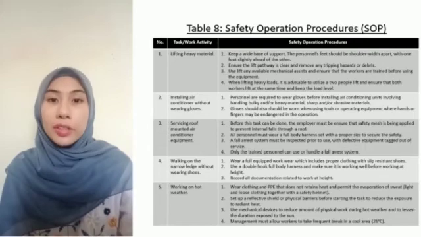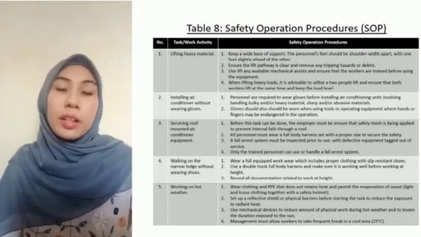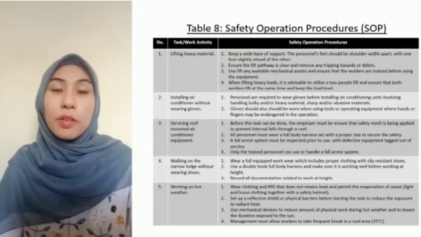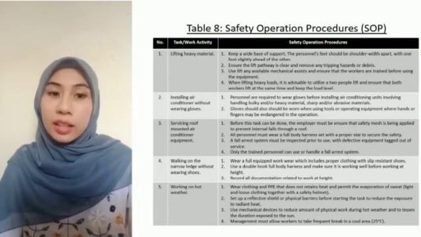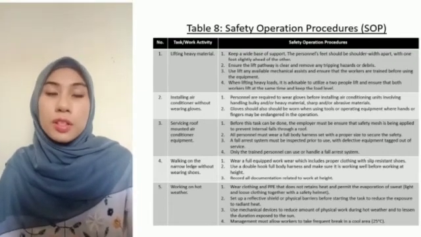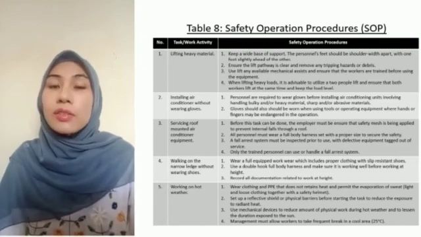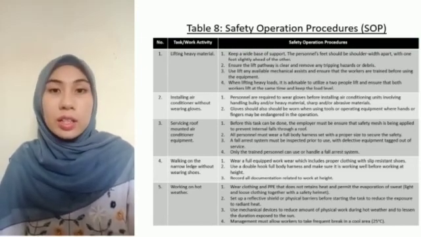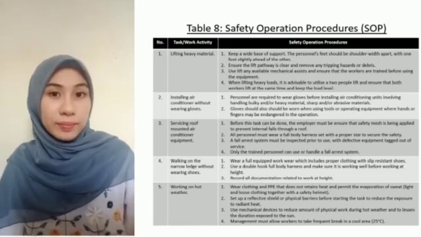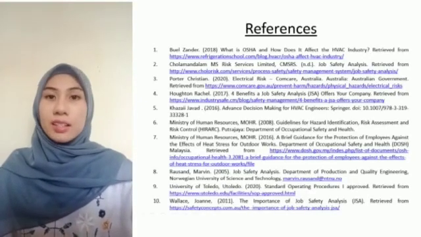For the SOP of the last task, which is working under hot weather, the workers must wear clothing and PPE that does not retain heat. Then the worker should set up a reflective shield or physical barrier before working to reduce the exposure to radiant heat. The workers also should use a mechanical device if available. Last but not least, the management must allow the workers to take frequent breaks in a cool area of 25 degrees C. For the last part of our slides, these are our references.